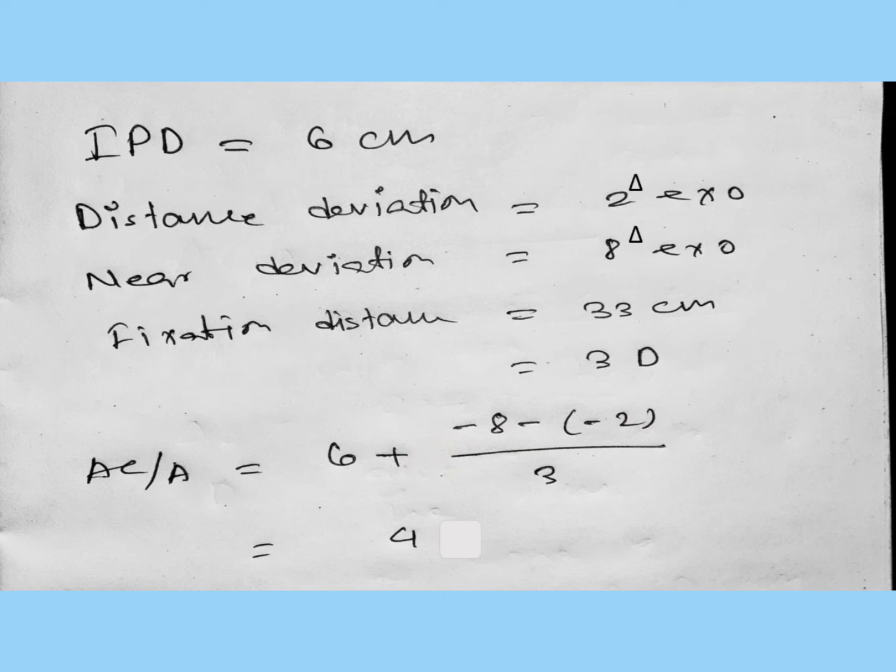This is 4. So you will call the AC/A ratio ideal when the convergence requirement is fulfilled by accommodative convergence, and the normal range is between 3 to 5 diopters. If the value is more than 5 diopters, it indicates convergence excess, and if it is less than 3 diopters, it indicates convergence insufficiency. Okay, so here it is in the normal range, 4.